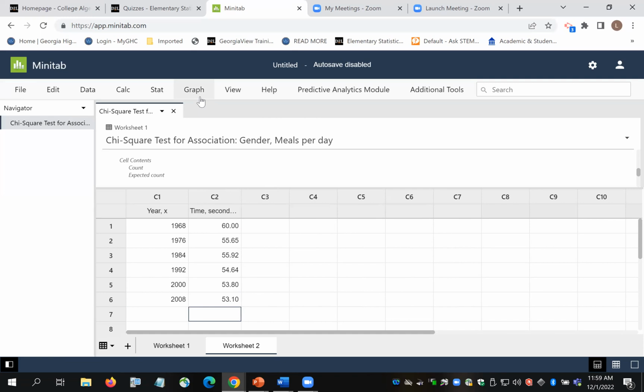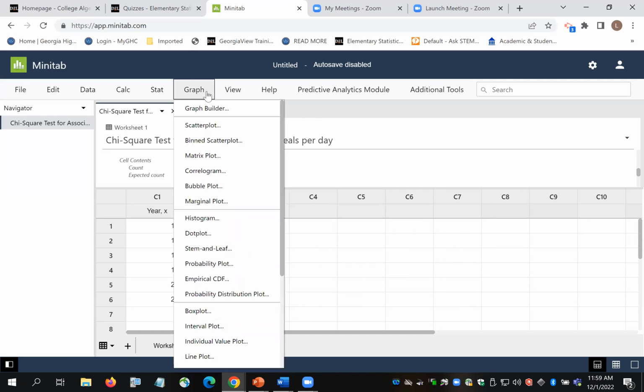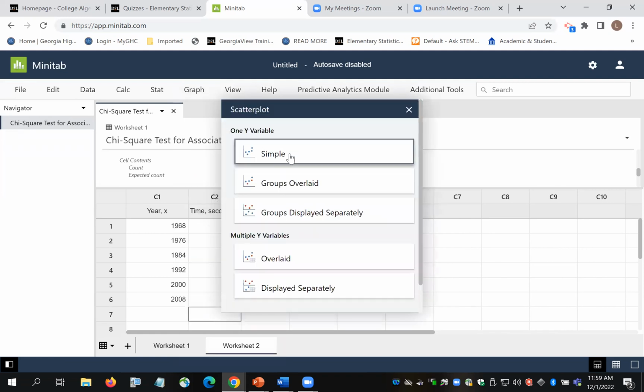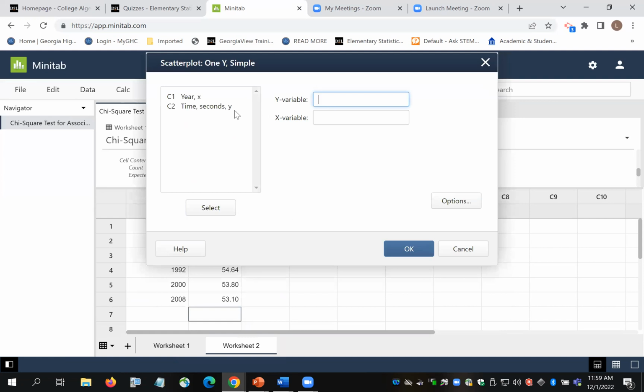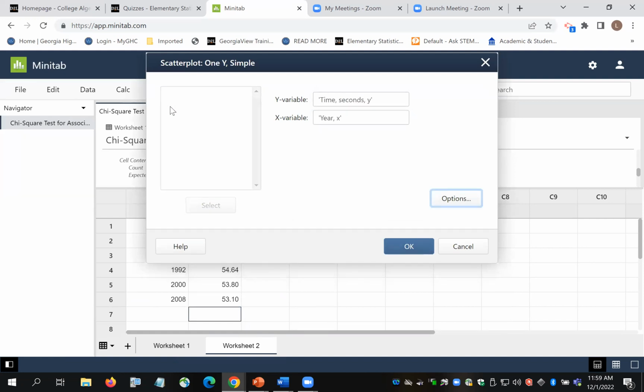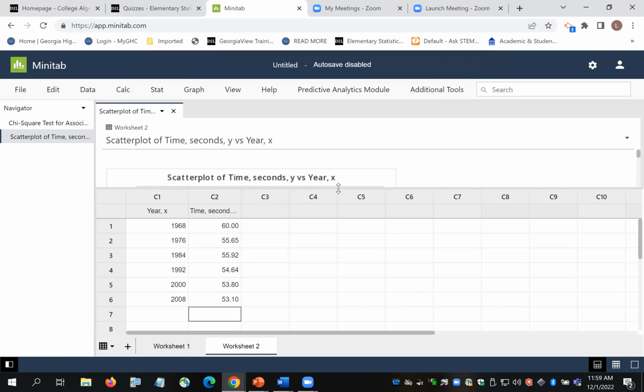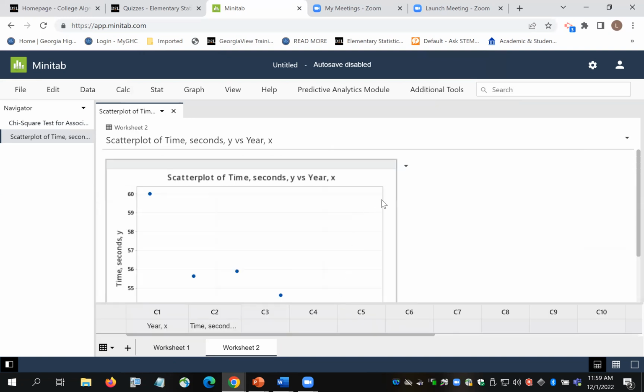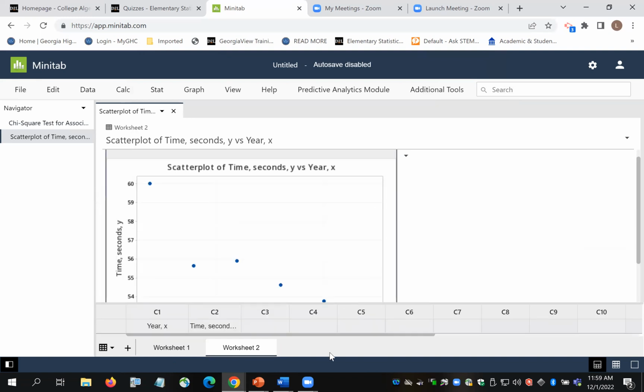Then we want to create a scatter plot. So it's Graph, Scatter Plot, keep it simple. The Y is time, the X is the year. And then I tell it okay. And I get this scatter plot.